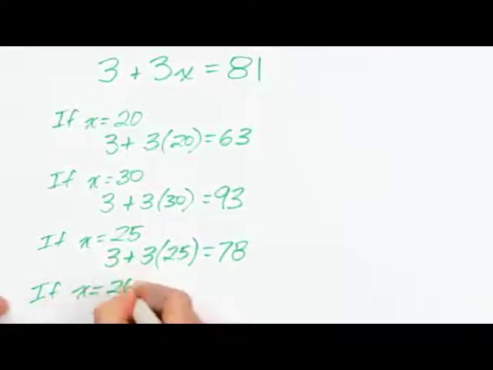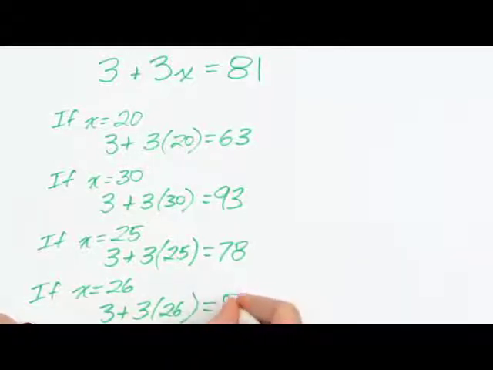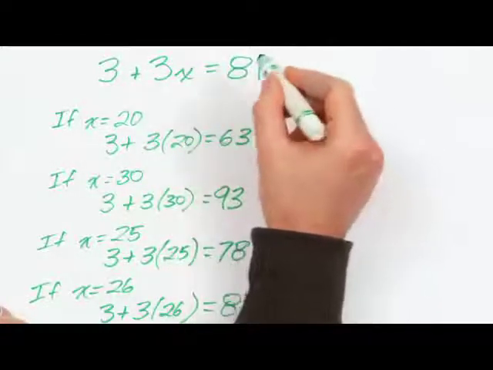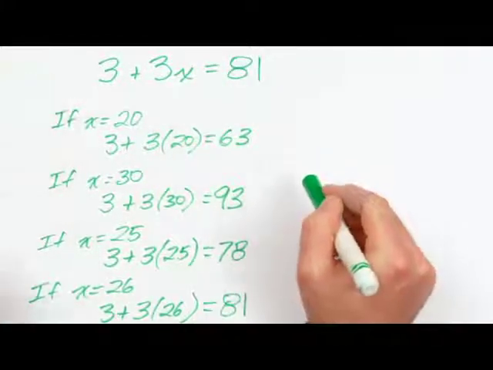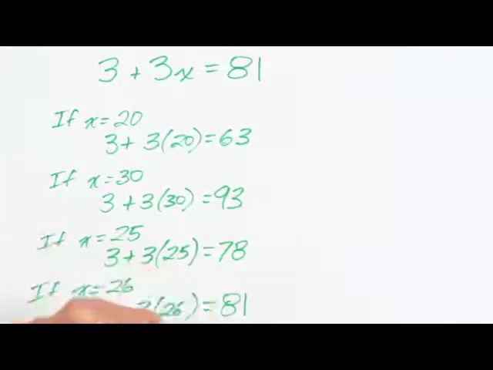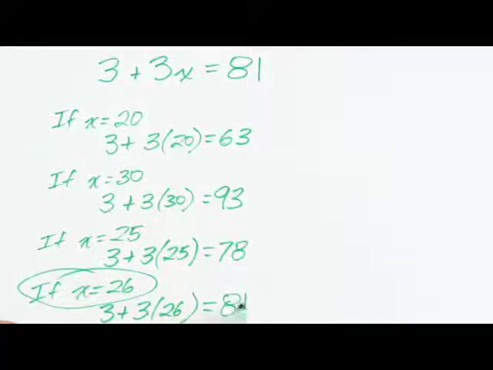If x equals 26, then we'll have 3 plus 3 times 26, and that's equal to, well, 3 times 26, that was 78, and 3 more, that's 81. I think we've got it. So in this case, when we made x equal to 26, we got this side equal to that side. We can see here, x equals 26 worked. We got 81 and it matched the 81.